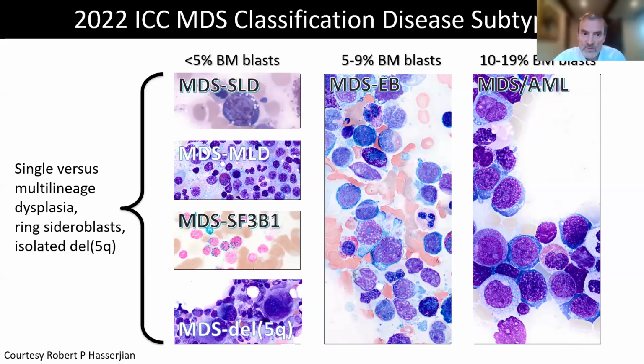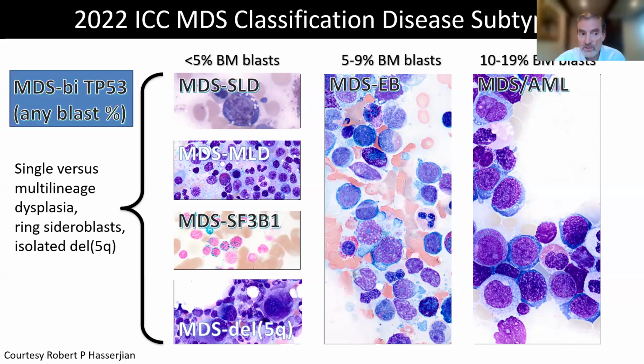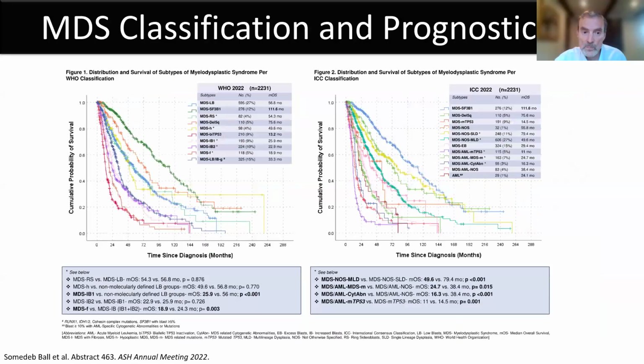The competing classification scheme from the International Classification Committee was very, very similar to that from the WHO. There's some subtle nuances, but I'll just point out they also had this MDS with SF3B1 subgroup, and they also had this MDS with TP53 mutation subgroup. So we're starting to see these mutations come into the classification scheme a little bit more fully than they had in the past. Now, if you take these new groups that were identified in 2022, and on the left are the groups in the WHO, and on the right are the groups in the ICC, you can see that they have very meaningful differences in survival.